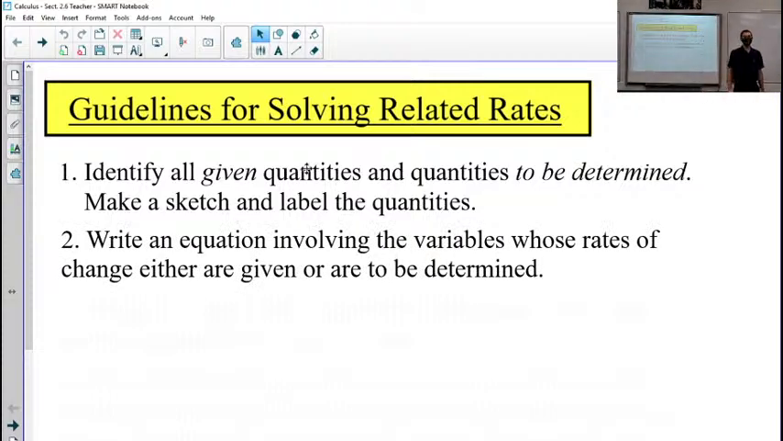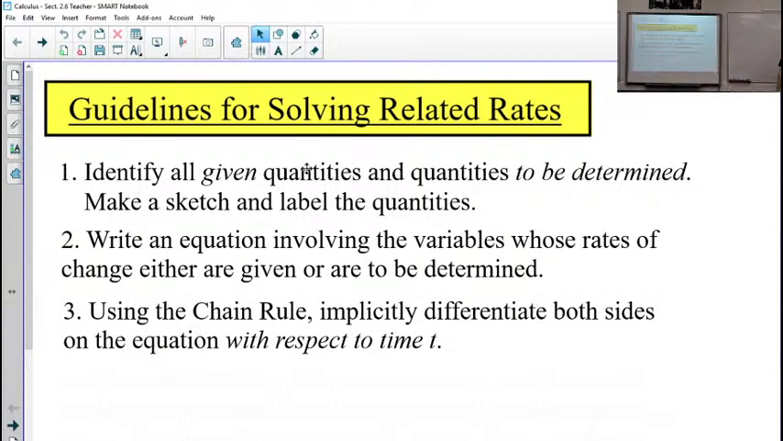Then you're going to write an equation involving the variables. Usually this is going to be maybe some type of geometric formula or some formula that they give you in the problem. Any of those kind of things are equations that you could write that would be helpful here.